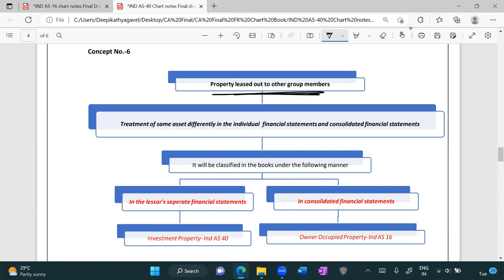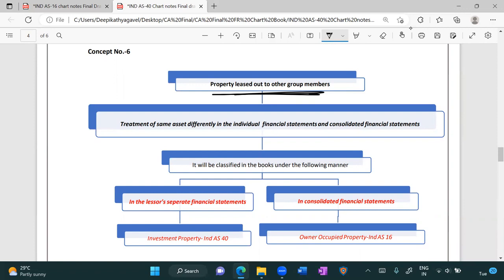Basically, the holding and subsidiary together will form a group. Now, when the property is being leased out to group members, how do you treat it? Whenever you have a holding and subsidiary, you will have two sets of financials: your individual, standalone or separate financial statements, and your CFS, your consolidated statement.